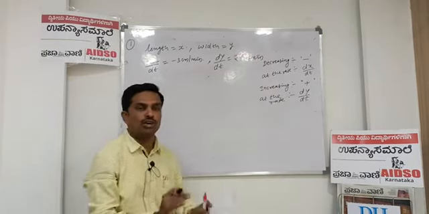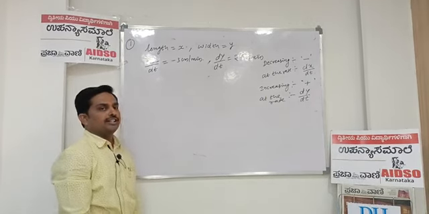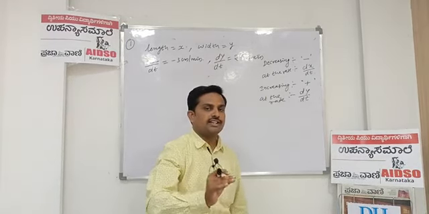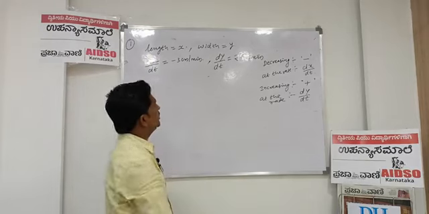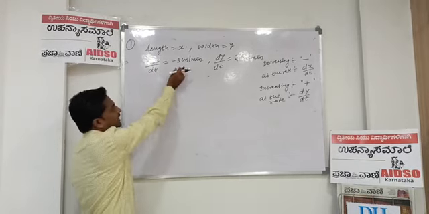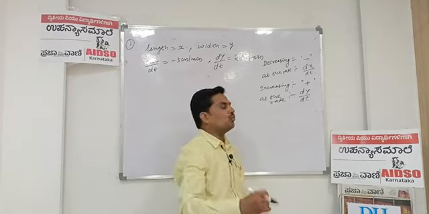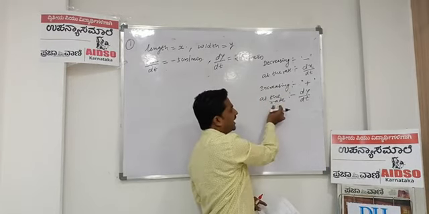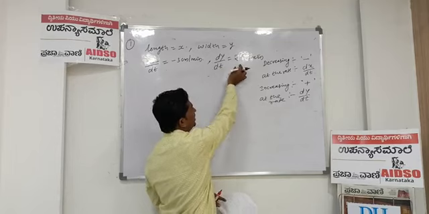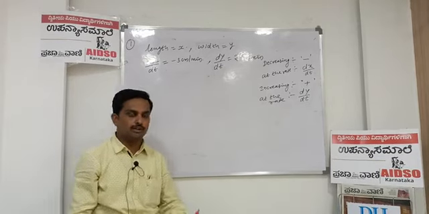So the first part of the data: the length x of a rectangle is decreasing at the rate of 3 centimeter per minute, so dx by dt is equal to minus 3 centimeter per minute. And the width y of the rectangle is increasing at the rate of, which means dy by dt is equal to 2 centimeter per minute.